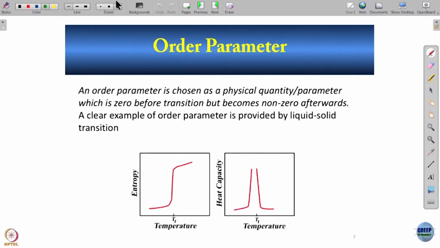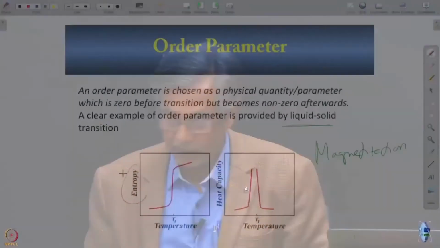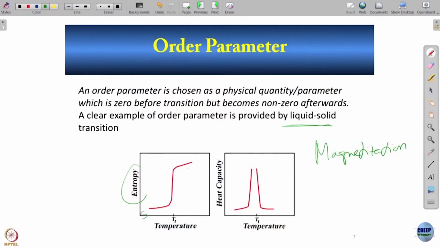What is an order parameter? An order parameter is chosen as a quantity which is 0 before the transition, but becomes non-zero afterwards. A clear example is provided by the liquid-solid transition. Where is the order? Also in the magnetic transition, the magnetization is an order parameter. So, a system has 0 magnetization, non-magnetic, before the transition. After, when it becomes ferromagnetic, its magnetization goes up large. So, now gas-liquid or liquid-solid, the entropy is diverging. Then you look at specific heat, that is diverging. So, an order parameter is a quantity that is 0 before the transition and becomes non-zero.